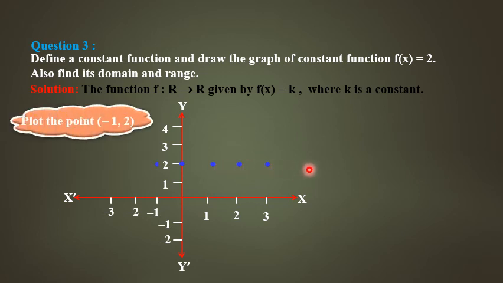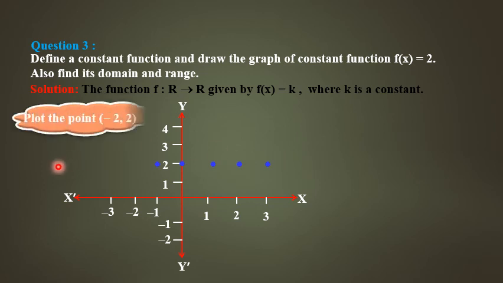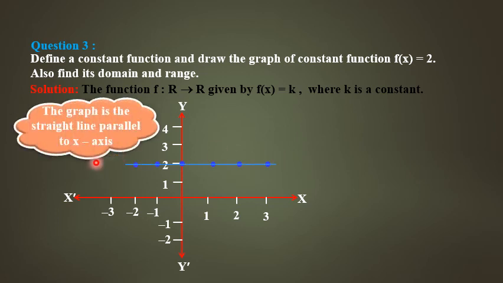3, it is again 2. It is 4, anything. Minus 1, it is 2. Minus 2, again 2. It's a line like this, a straight line. The graph is a straight line parallel to the x-axis, which is f of x equal to 2. You can also call it y equal to 2.